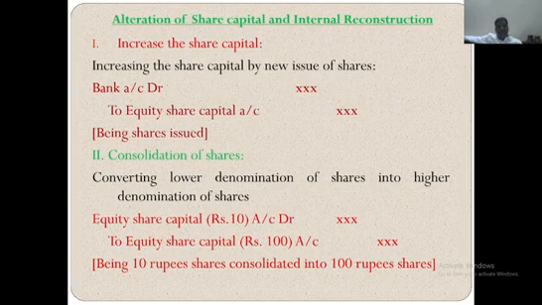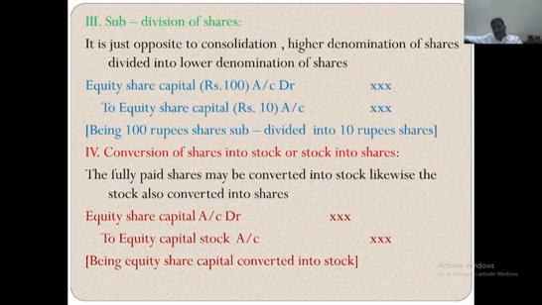Equity share capital account debit to equity share capital account of 100, being 10 rupees shares consolidated into 100 rupees shares. Then subdivision of shares. It is just the opposite of consolidation. Higher denominations of shares are divided into lower denominations of shares.